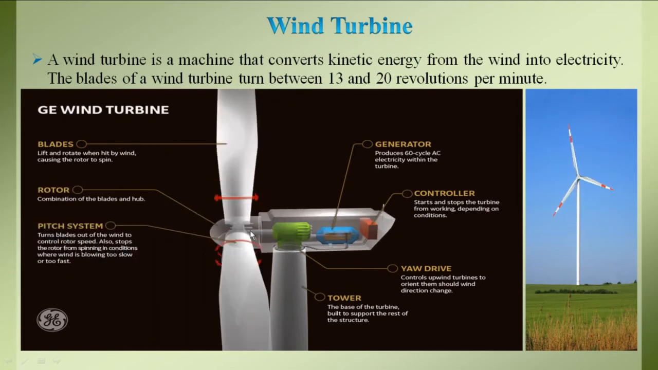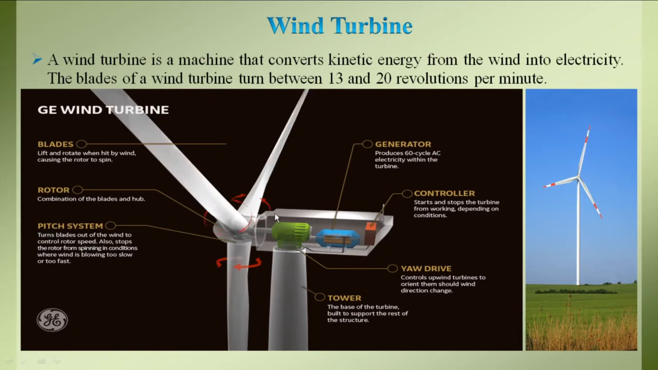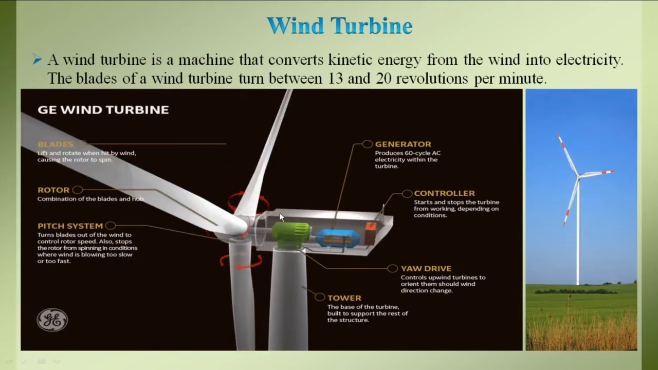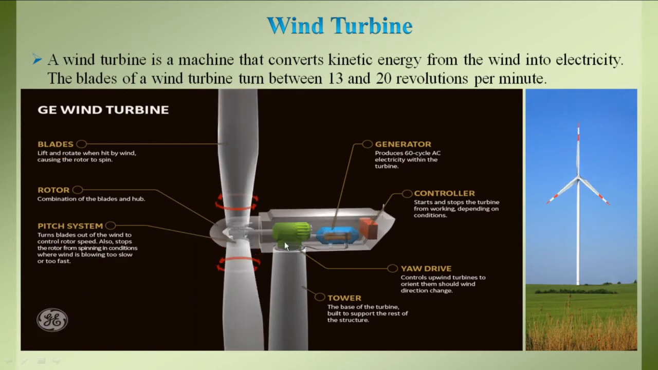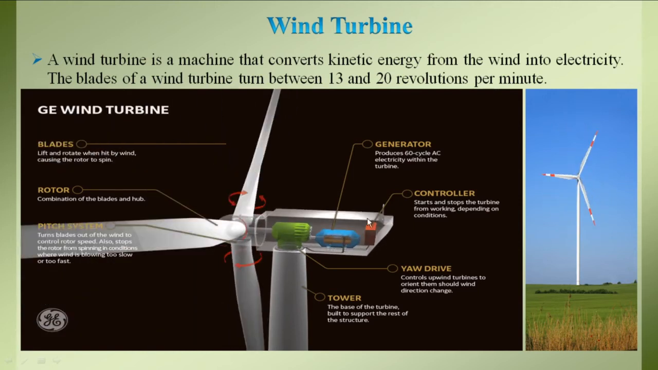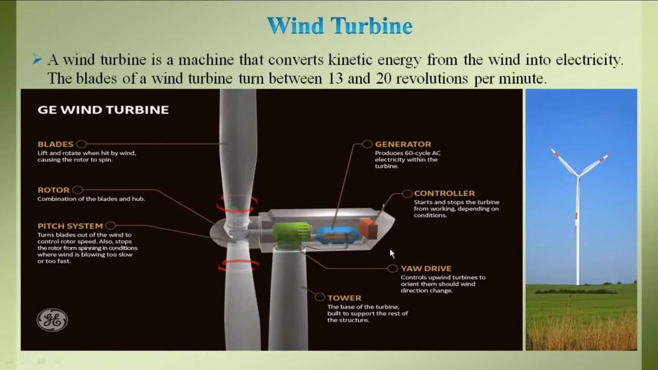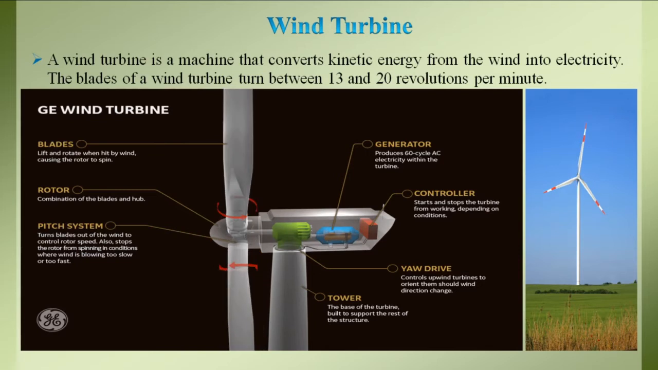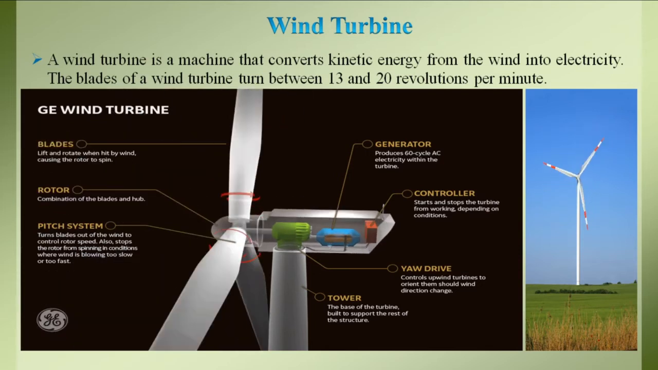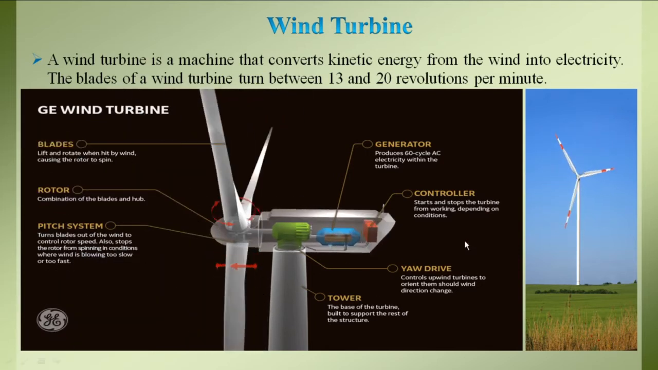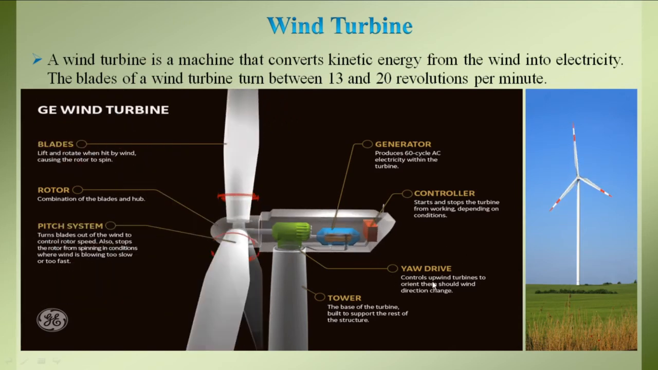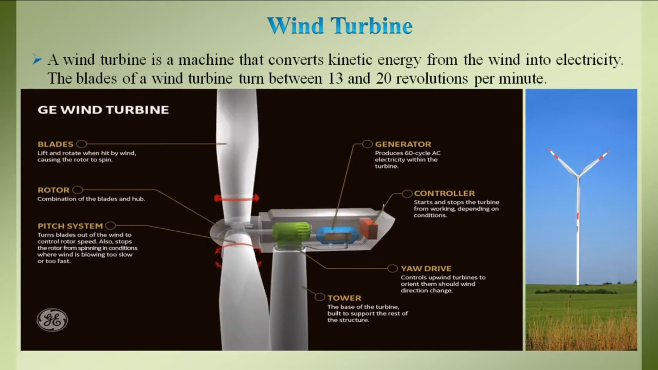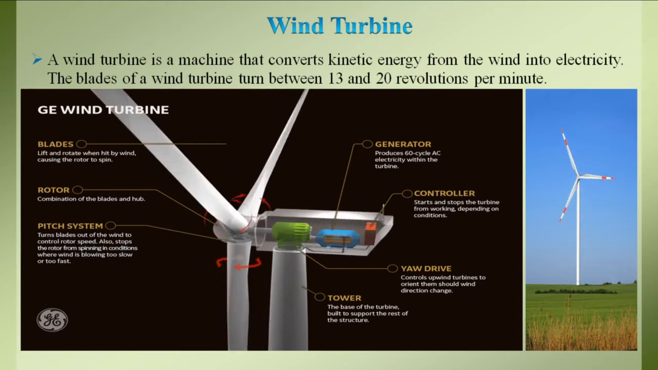Here the components are given. This is the generator, which is a very important component. This is the gearbox, which converts the lower speed into the higher speed. The controller sensor is given here. This controller senses the wind speed with which the wind is blowing, and according to that the yaw system is provided. This yaw drive automatically adjusts according to the wind speed, so that it captures the maximum amount of wind.